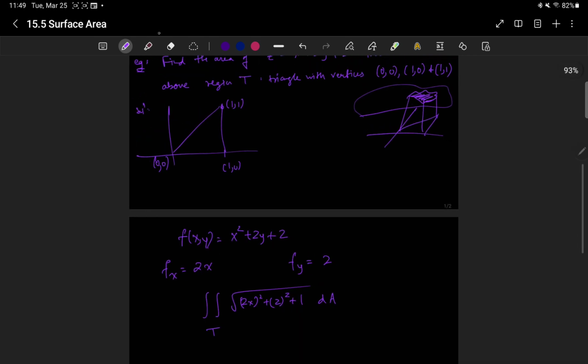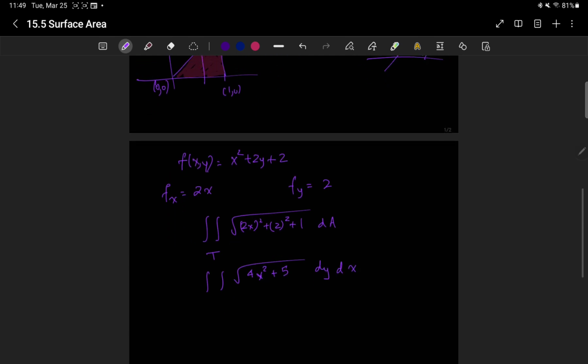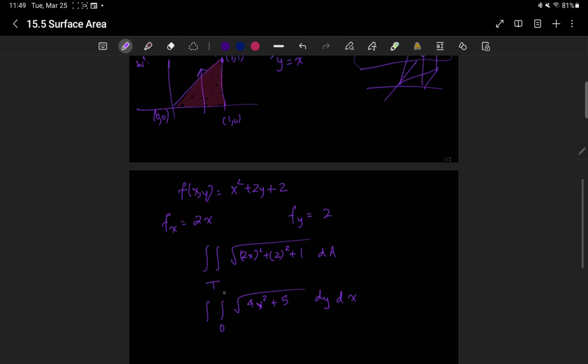Now we're left to find the limits in this triangular region, and we will use the general method. So you can either go x first or y first. Here, let me go in the y direction first. So if I'm going from here to here, I'm going to need the equation of this line. Now this equation is just y equals x. As you can see, the slope is 1. So the integrand is the square root of 4x squared plus 5. And if I go dy first and then dx, y goes from 0 all the way to the line y equals x. So it's 0 to x, and x goes from 0 to 1.